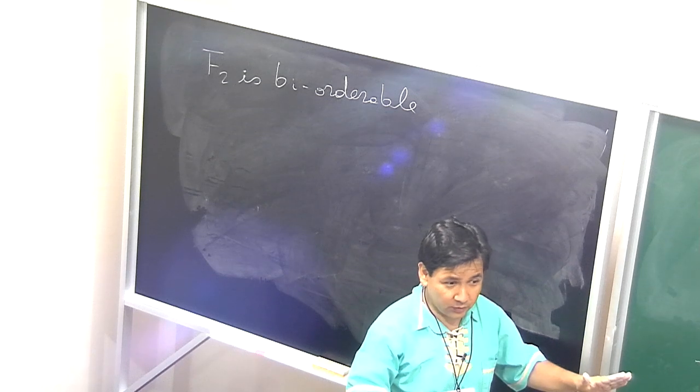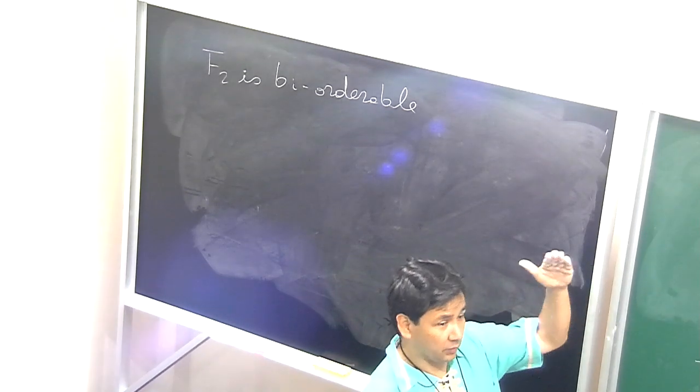It's an action of the free group such that if you take an element, either it's above the diagonal or below the diagonal. You cannot cross the diagonal.